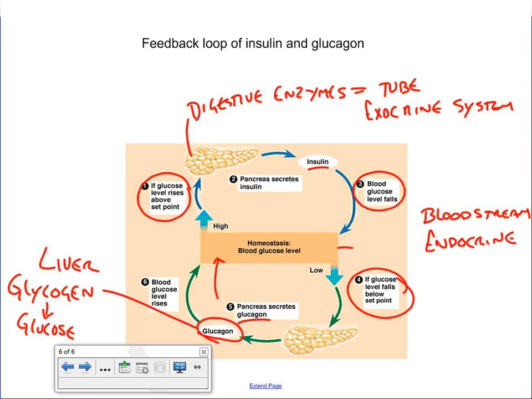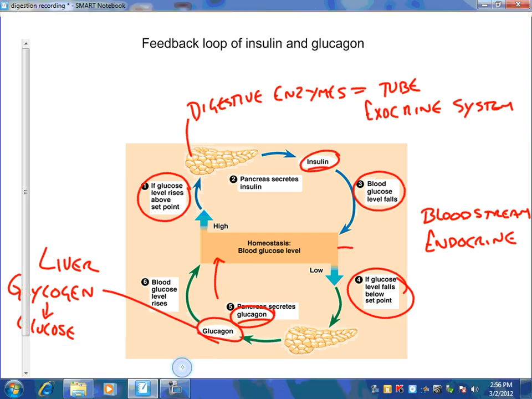Okay, so you've got to understand what a negative feedback loop is. You've got to understand these two hormones, insulin and glucagon, and obviously know that the pancreas is both endocrine and exocrine.